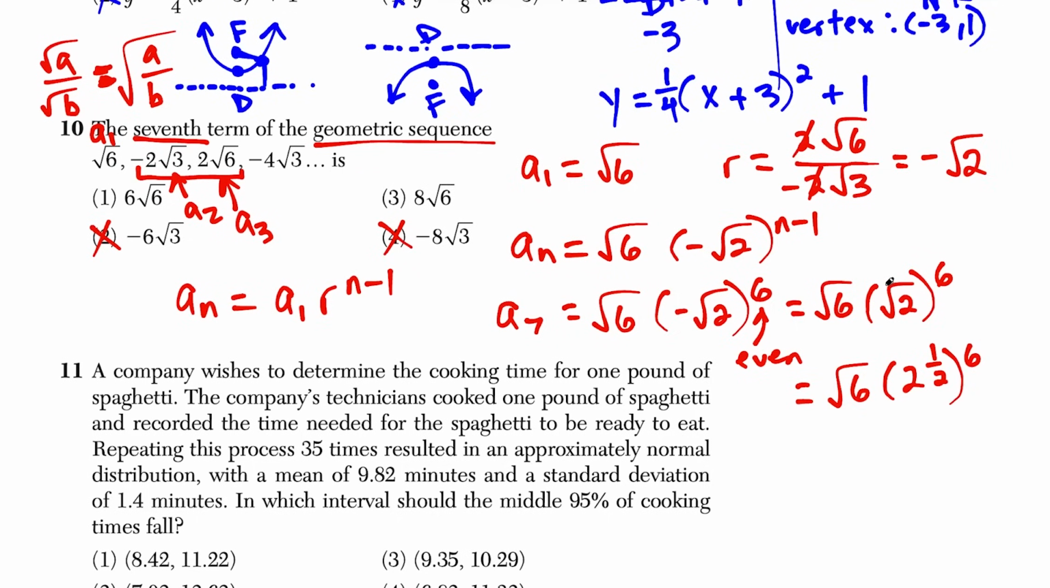At this step, we could just use a calculator and match up with the answer choices here, but I'll do this the algebraic way. So now we have a power to a power, and anytime you have something like a to the b to the c, this is a to the b times c. So a to the bc. So this would be square root 6 times 2 to the 1/2 times 6, which is 2 to the power 3, and 2 to the 3rd is 8. So this will work out to 8 square root of 6, and this matches up with choice 3.